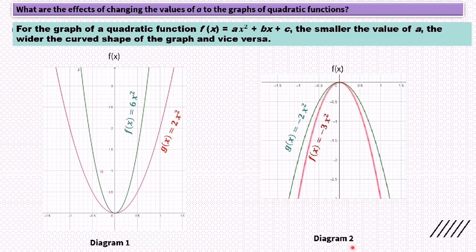Now we look at the second diagram. The value of a is less than 0, so we ignore the negative. We look at the number of a here, so we will find that the smaller the value of a, here 2 is smaller than 3, the wider the curved shape of the graph.